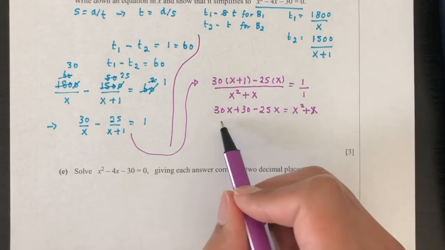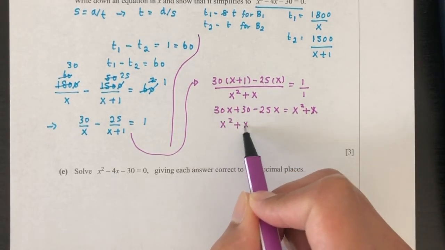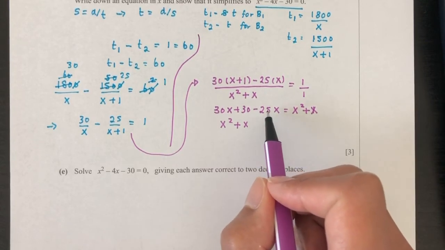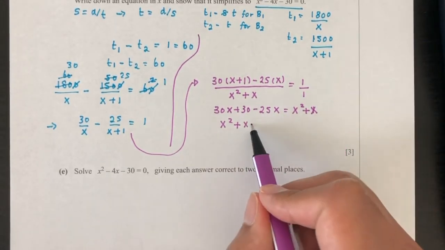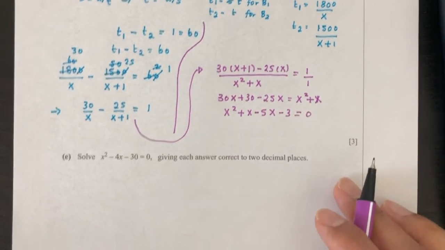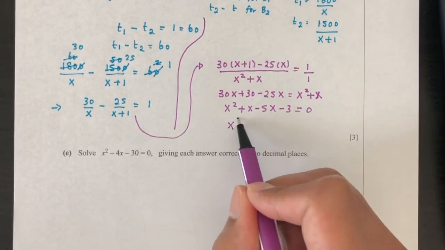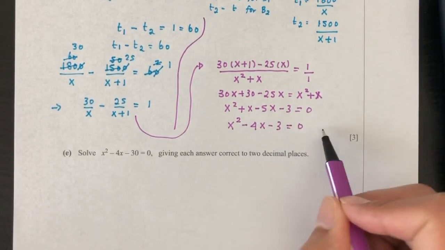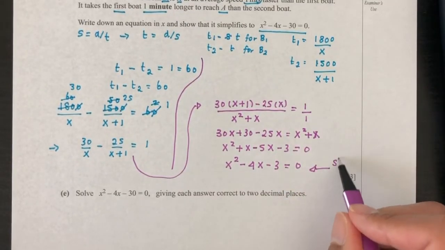Now simplify. You'll have x squared plus x. So 30 minus 25, that will be 5. You send this over here, it will be minus 5x and minus 30 equal to 0. So if you simplify, you will have x squared minus 4x minus 30 equal to 0. This is the same as this, so you write shown as required.